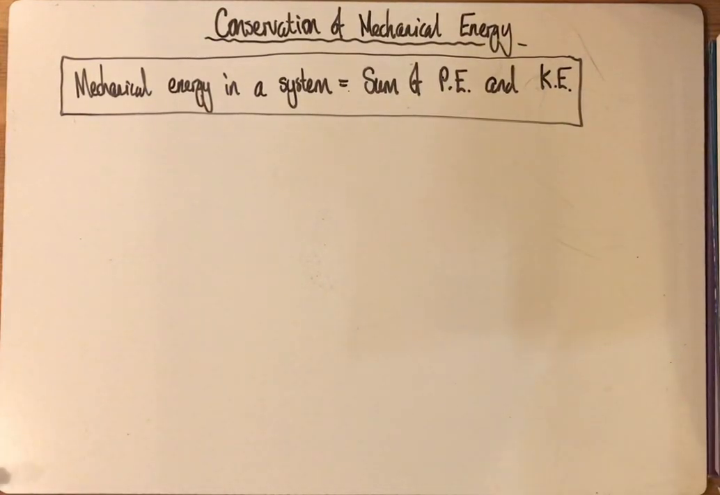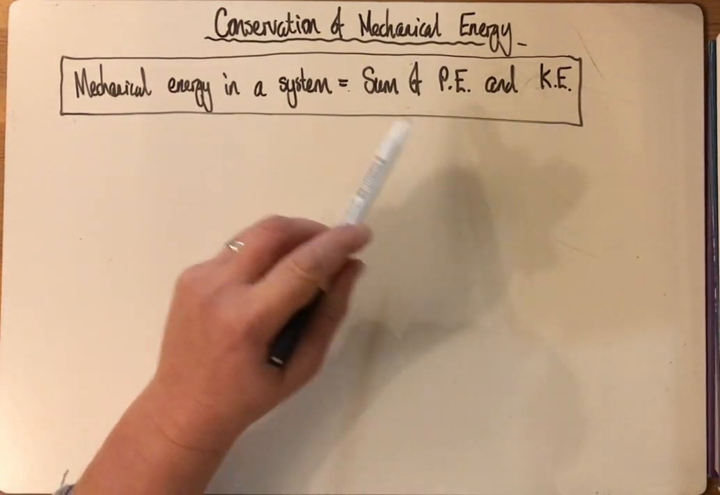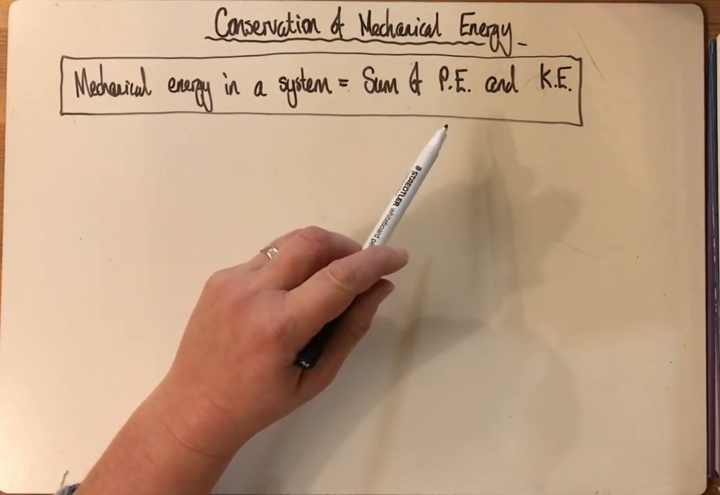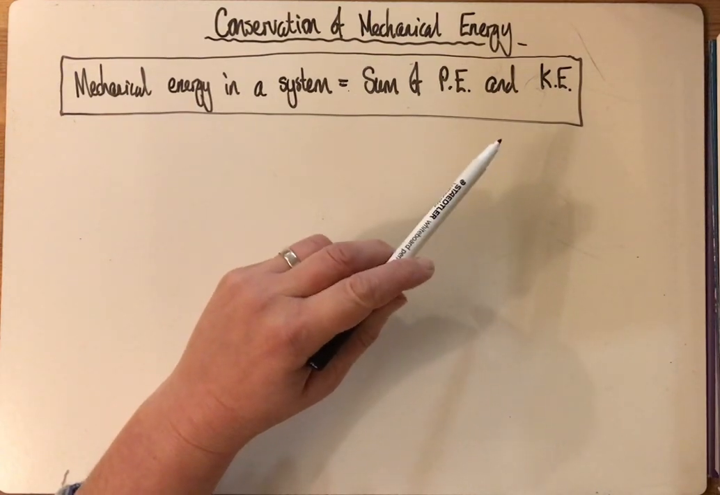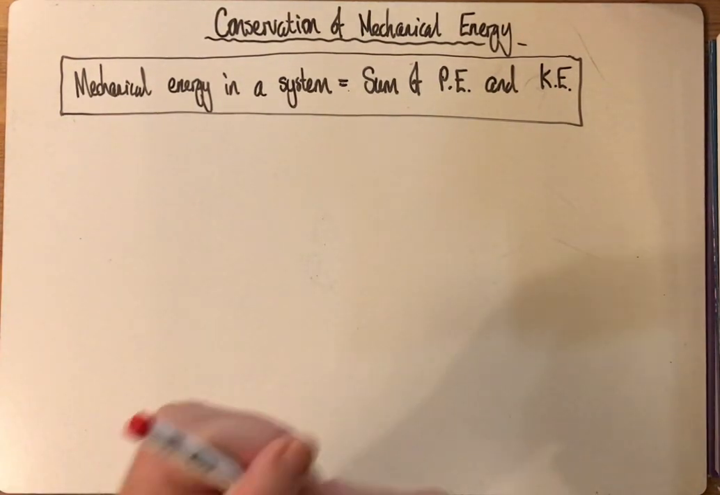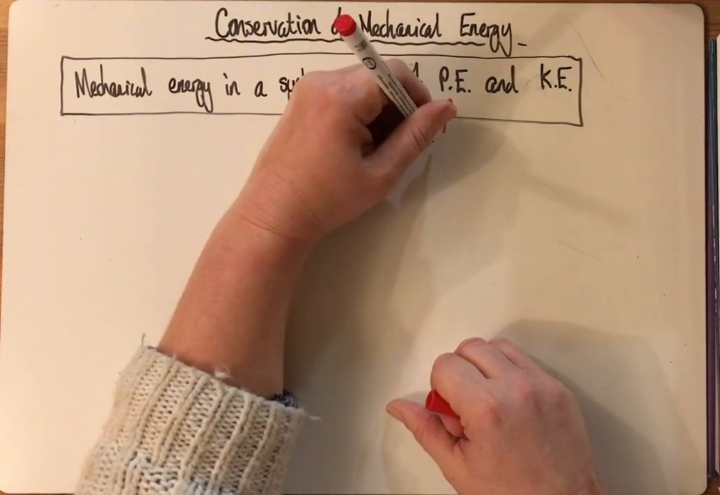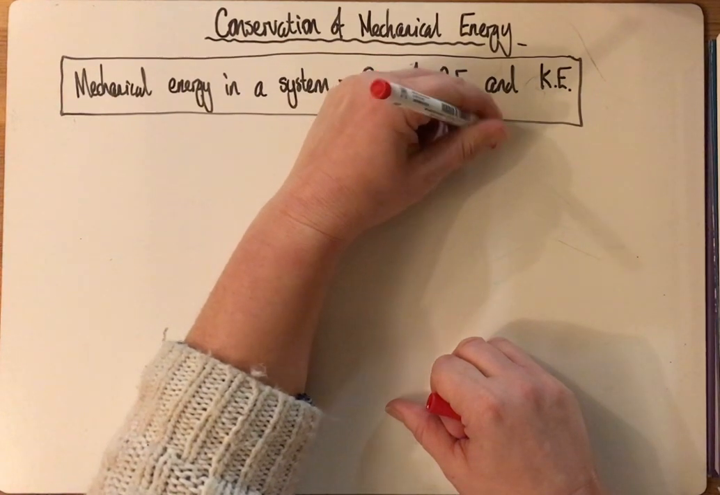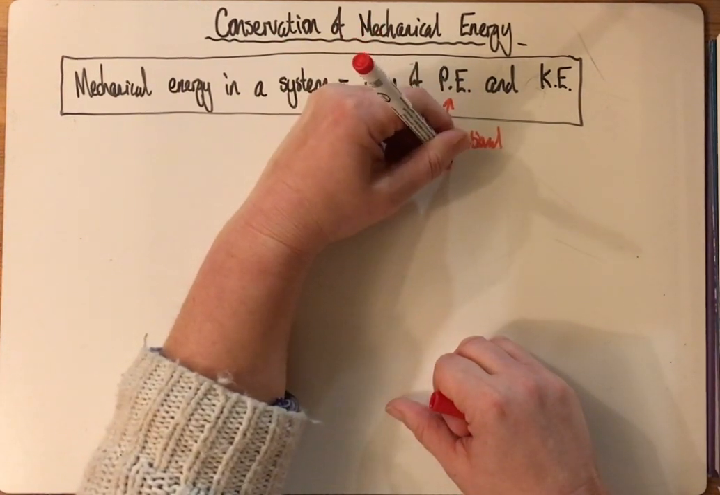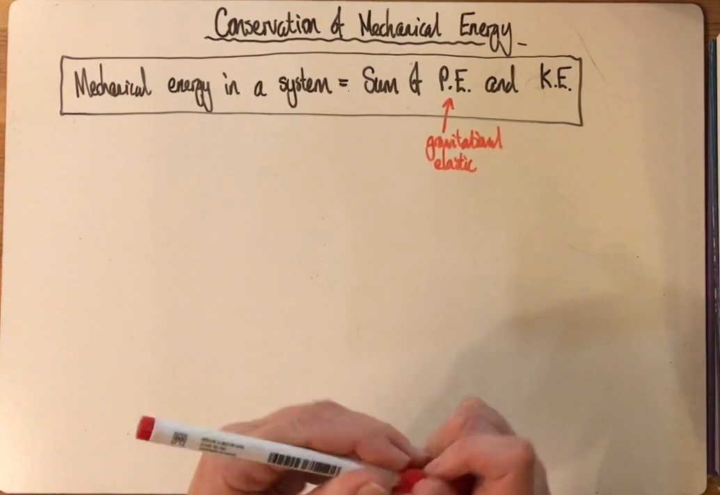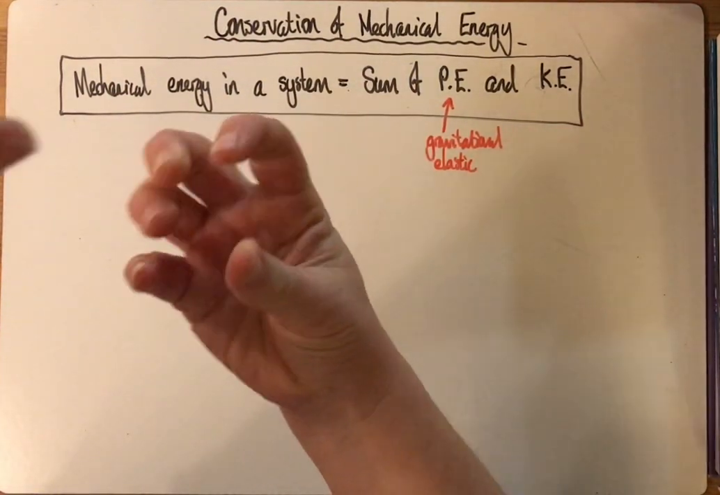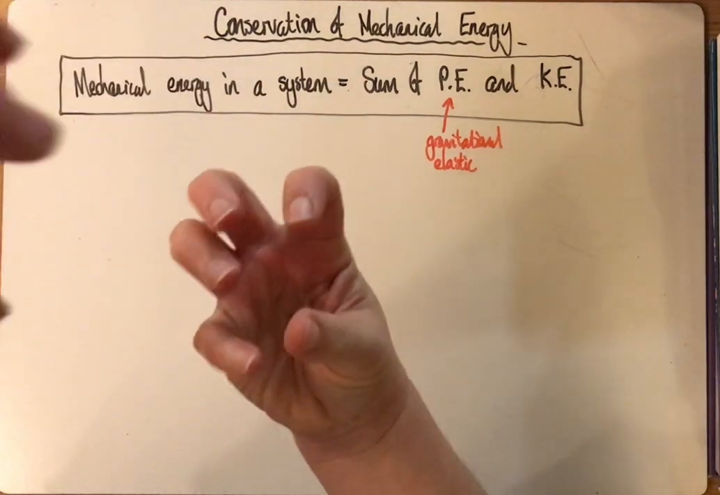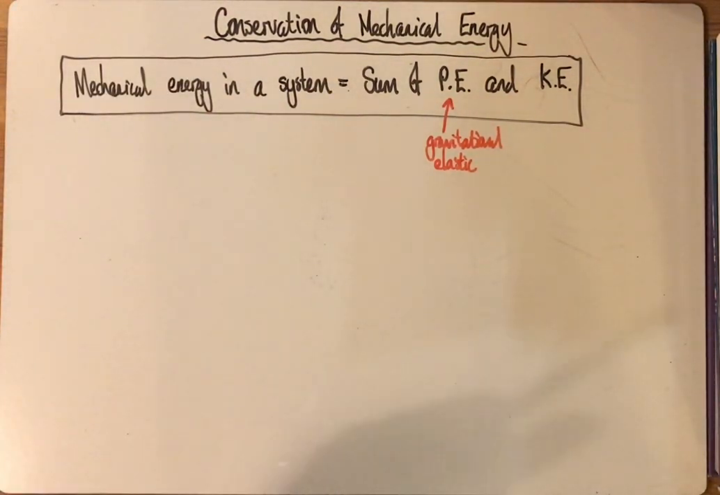Okay, conservation of mechanical energy. So the mechanical energy in a system is the sum of the potential energy and the kinetic energy. So we've looked at gravitational potential energy. We will also go on to look at elastic potential energy. So if you've got a spring that's being held down and stretched, then there's some energy stored in the system from that. So we'll go on to look at that as well.